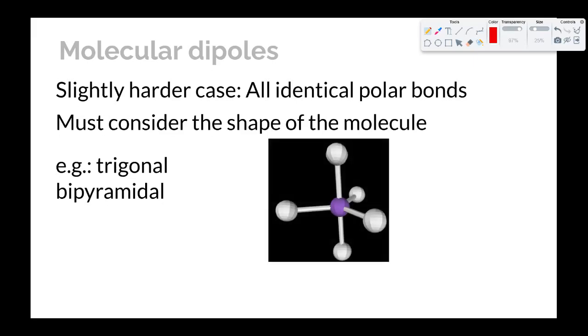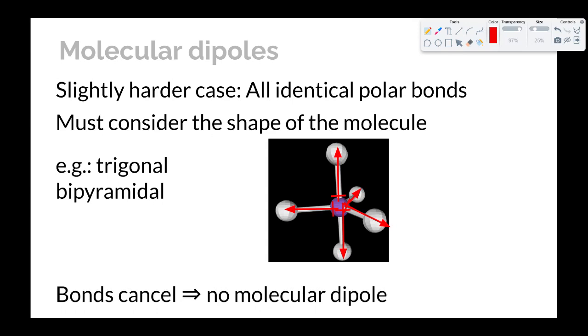Trigonal bipyramidal. You can almost treat this as two separate molecules. There's a trigonal planar, which we've already seen shows bond dipoles canceling, and a linear. And we've already seen that shows that bond dipoles are going to cancel as well. So everything's canceled out here, and there is no molecular dipole for this species.